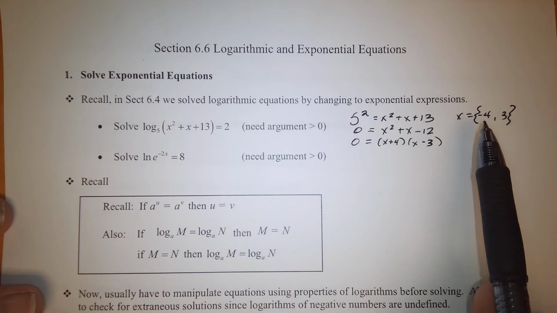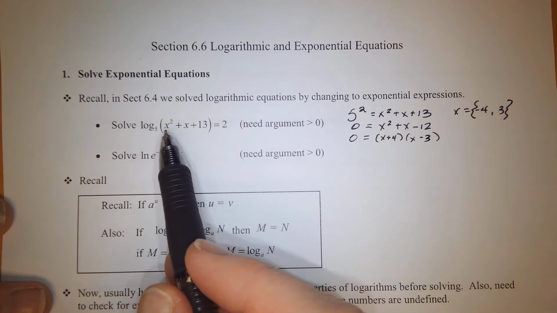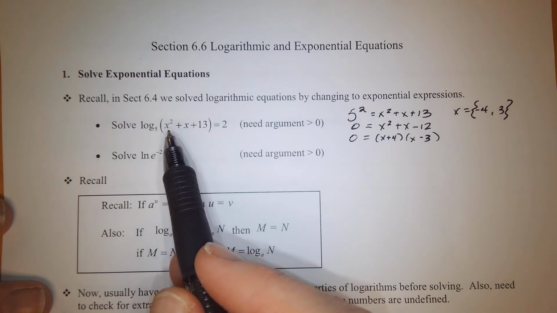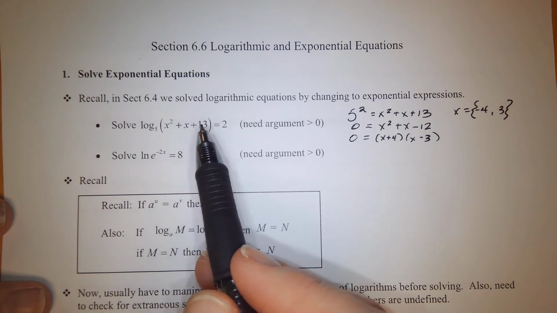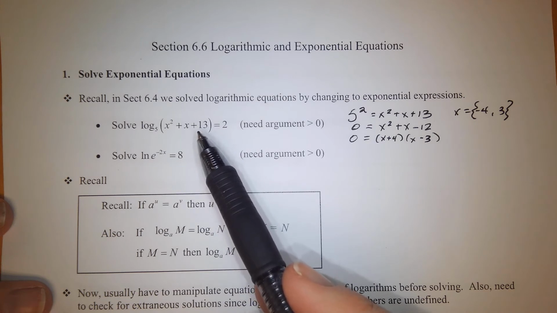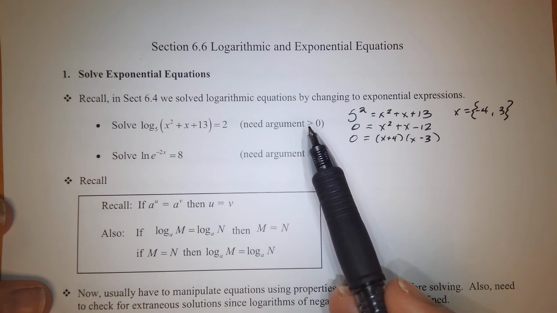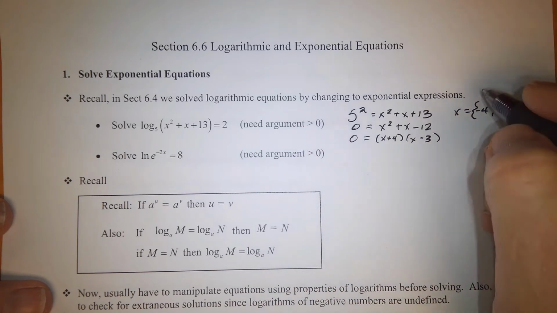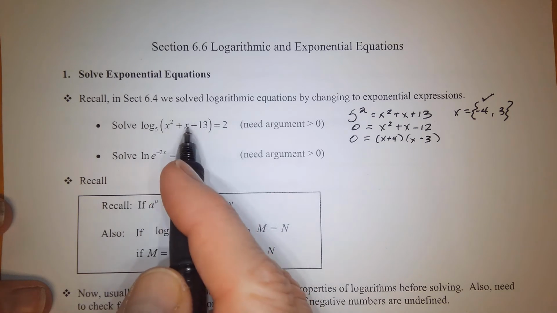So let's first check negative 4. If we plug negative 4 into the argument, we have negative 4 squared, which is 16, minus 4, which is 12, plus 13 makes 25. So if I plug negative 4 into my argument, I indeed get a positive number. So that is okay because my argument must be greater than 0. So negative 4 is indeed a solution since it checks out inside my domain.